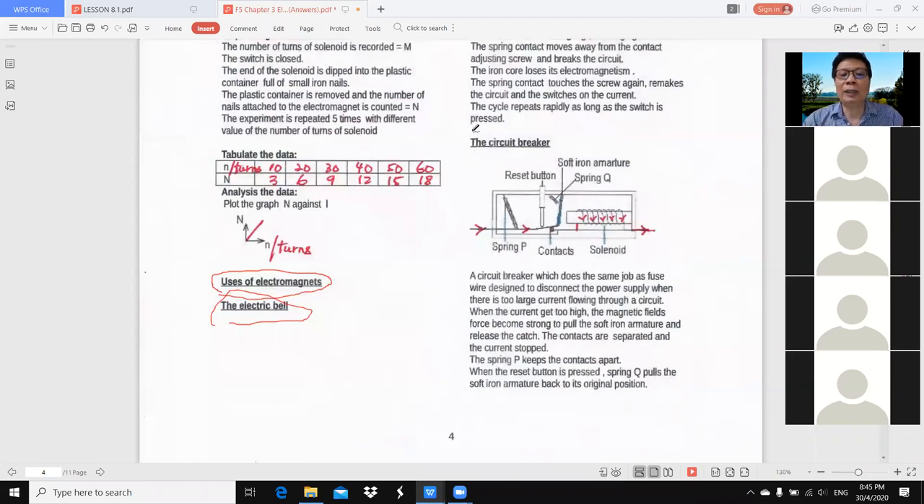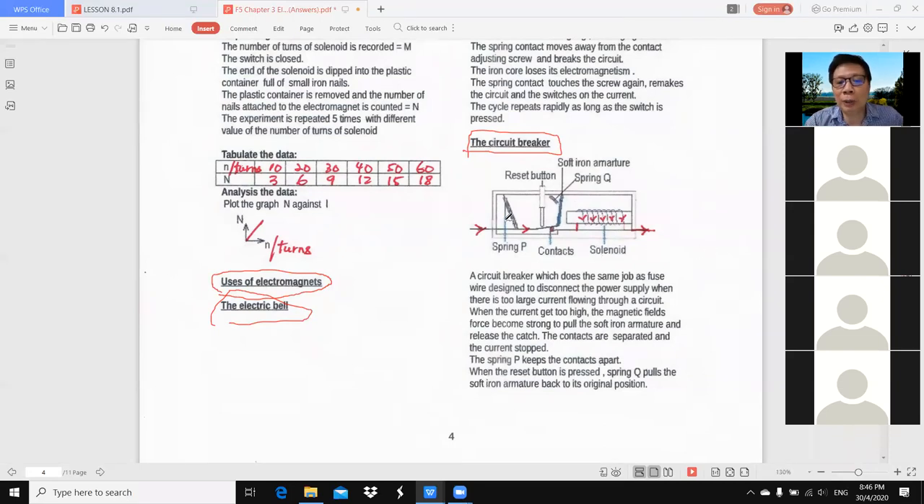Okay, this is what you're going to learn tonight, the circuit breaker. What is a circuit breaker? You see the name, circuit breaker means it's used to break the circuit when the current is too high. Sometimes a short circuit can happen. When a short circuit happens, the current becomes too high. So it's very dangerous. The current becomes too high, fire may break out. So the circuit breaker's function is to cut off the current when the current suddenly becomes too high. Understand? So that is the function of a circuit breaker.